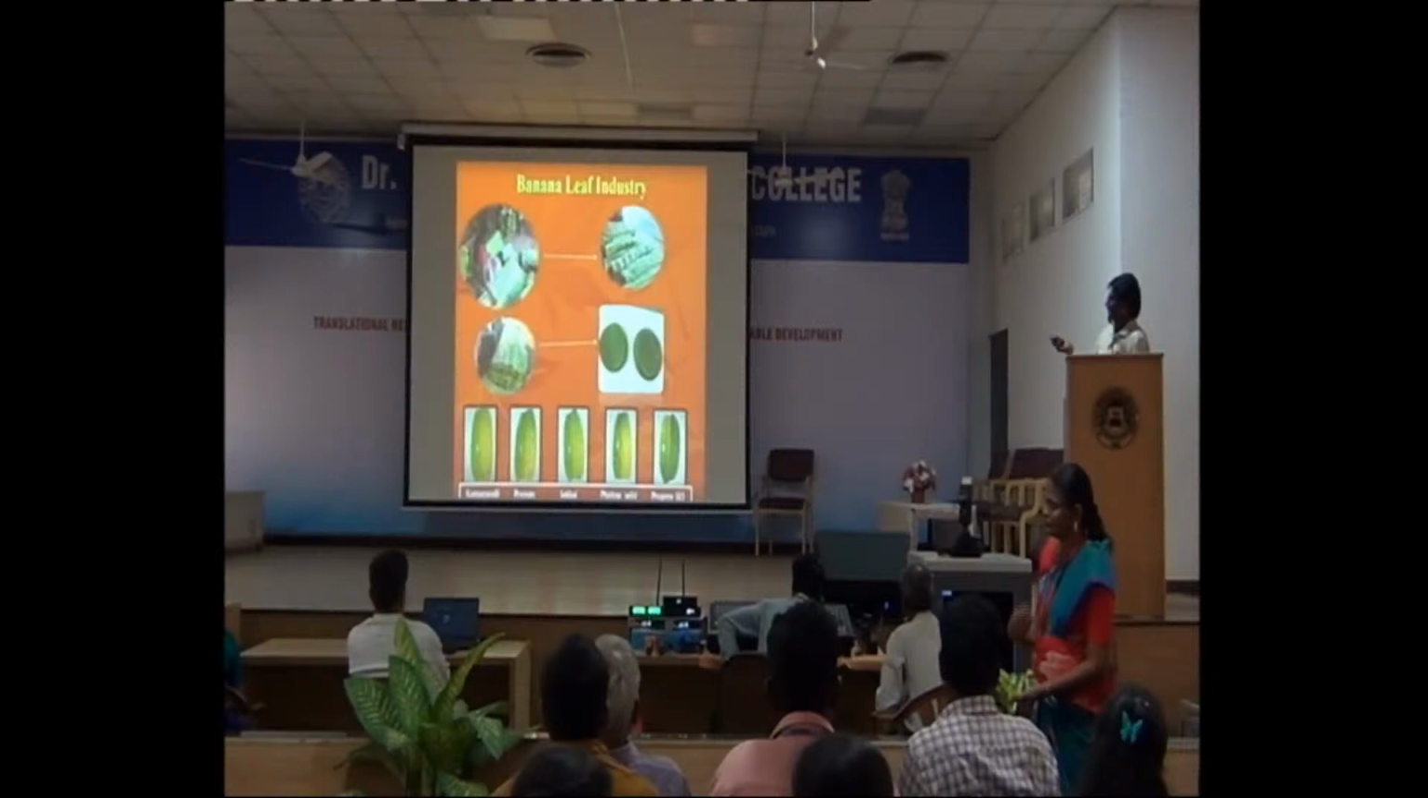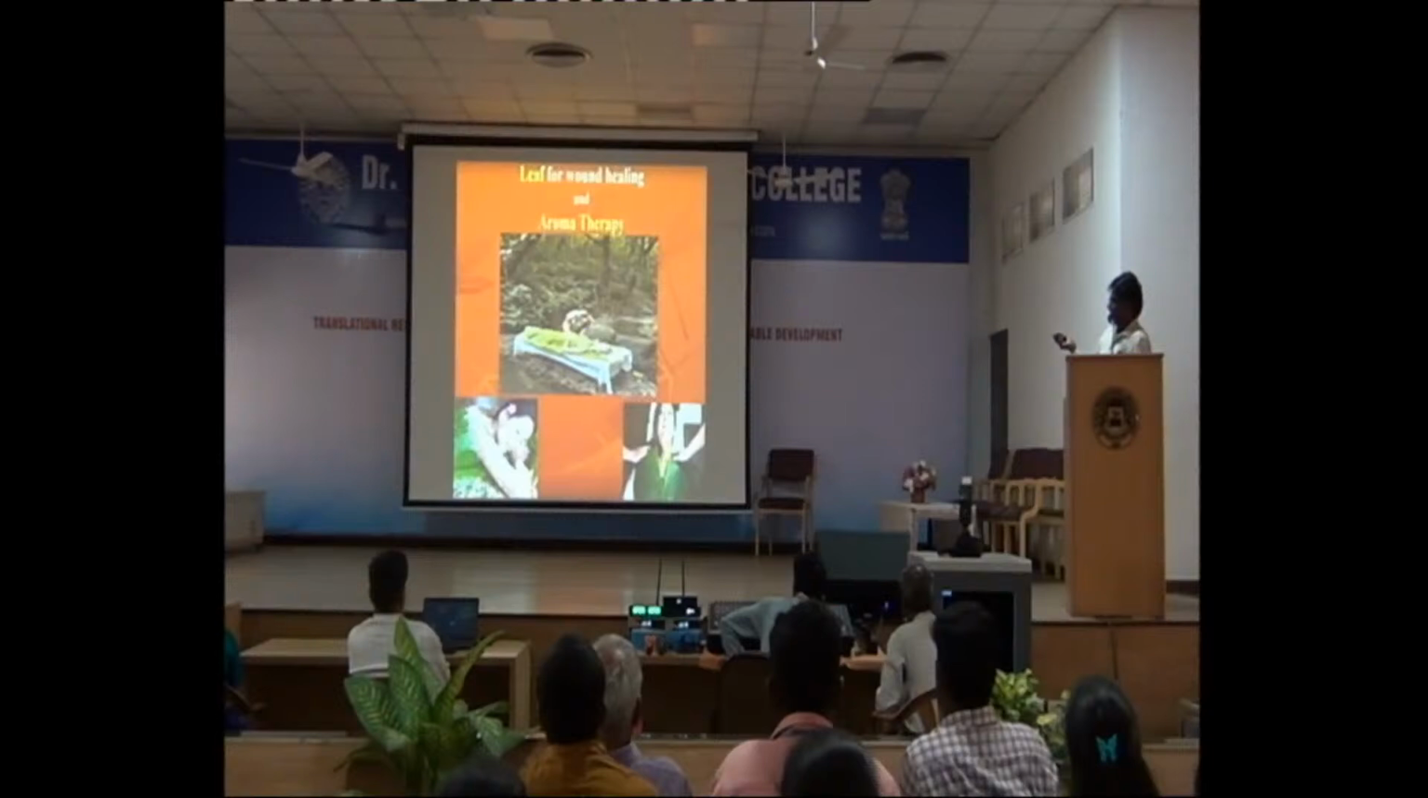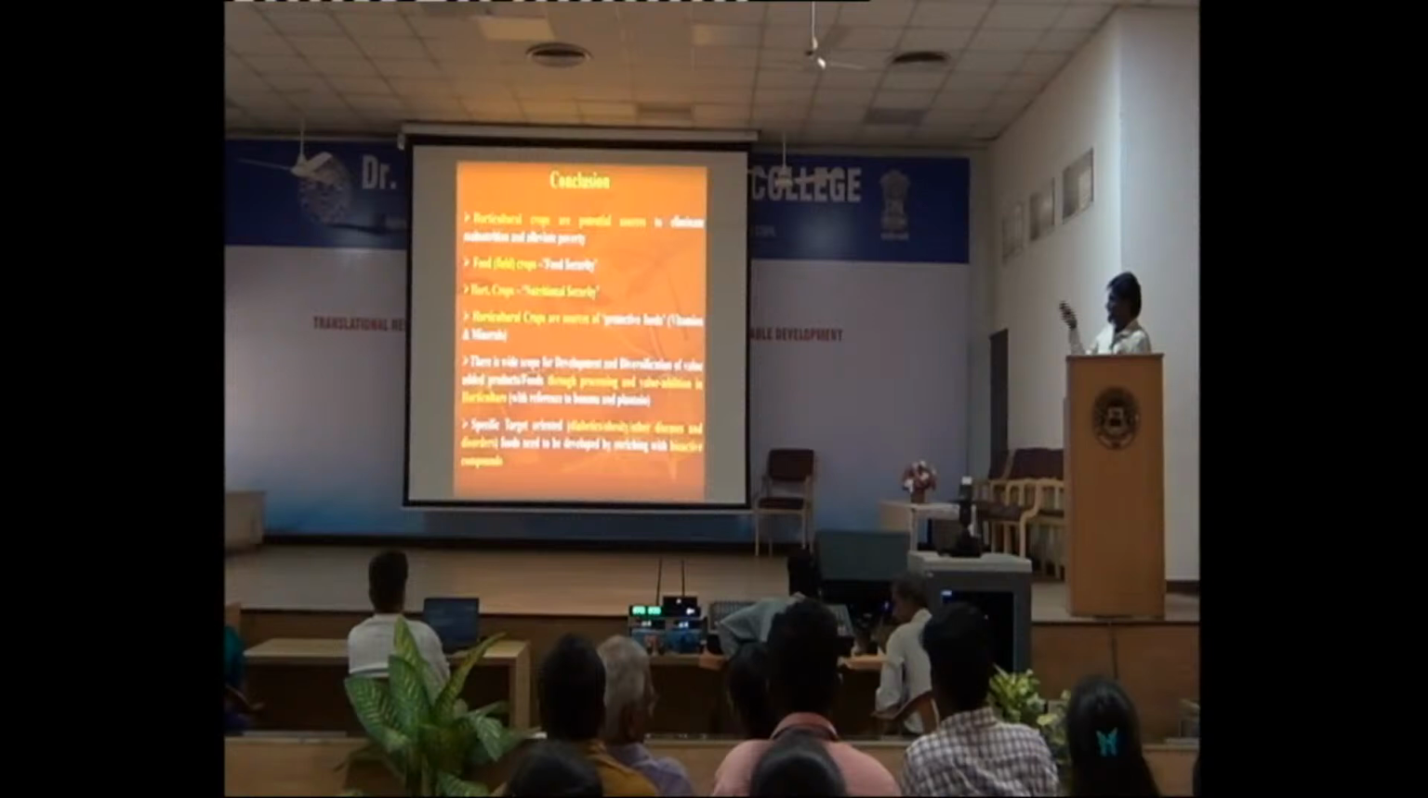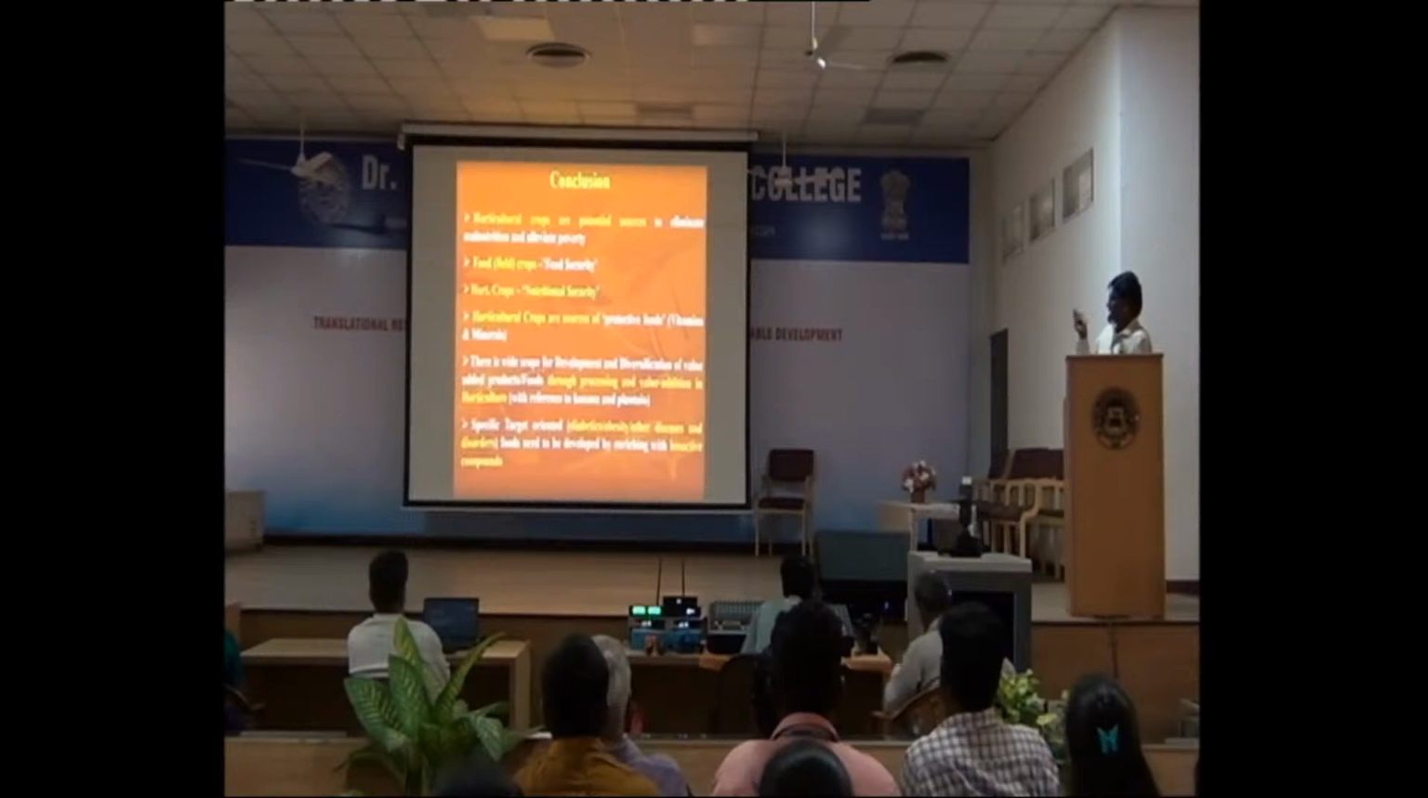And leaf is a very good industry. Leaf is used in aromatherapy and herbal spices. It has a lot of traditional uses. So to come to the conclusion, you can see that horticulture crops are potential sources to eliminate malnutrition and alleviate poverty. Food crops are good for food security, whereas horticulture crops contribute towards nutritional security. Horticulture crops are generally called protective foods because they are rich in vitamins and minerals.